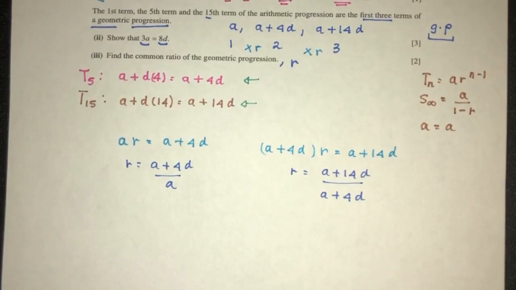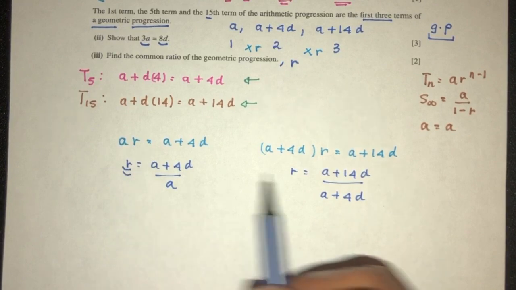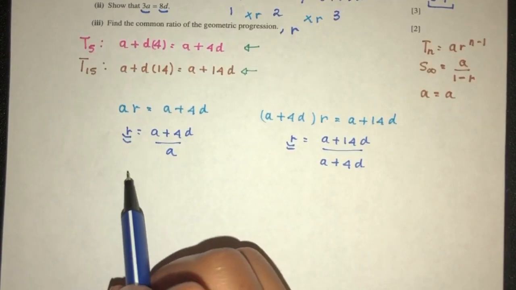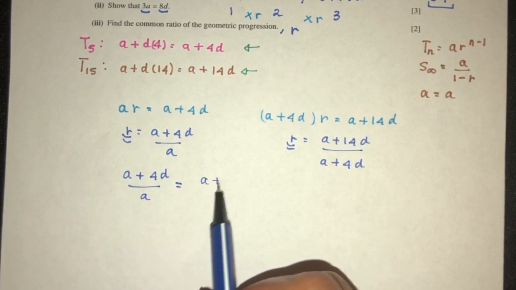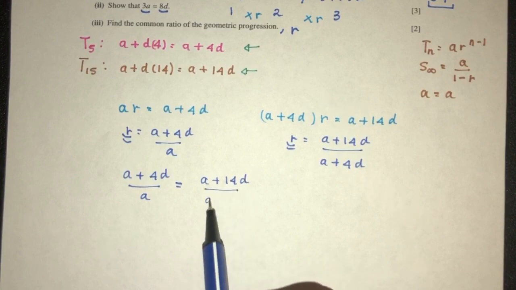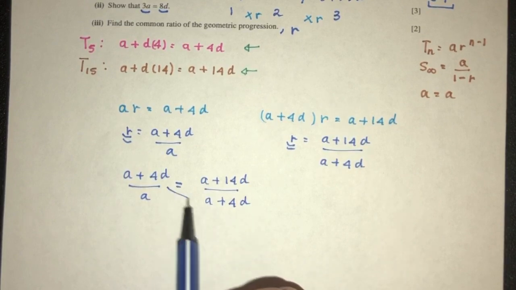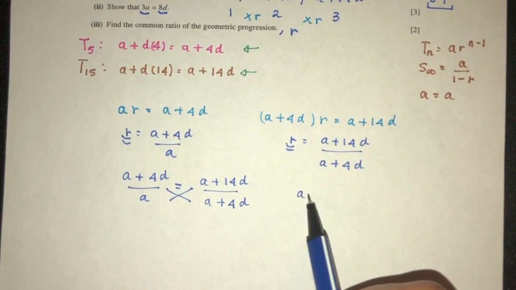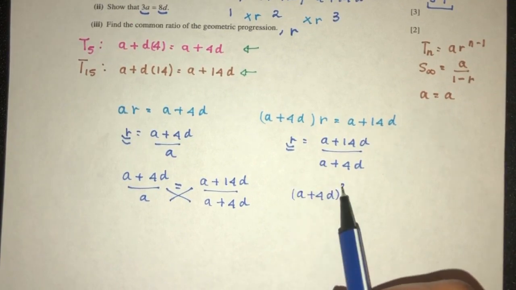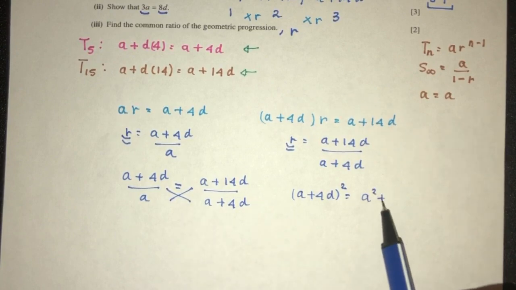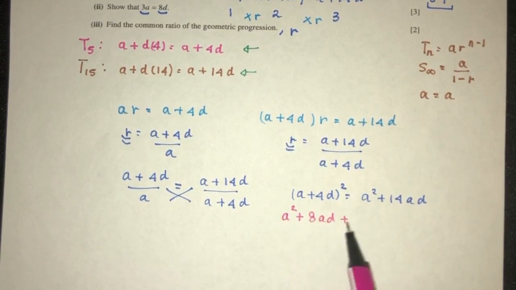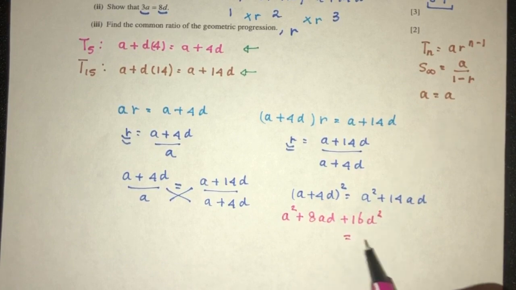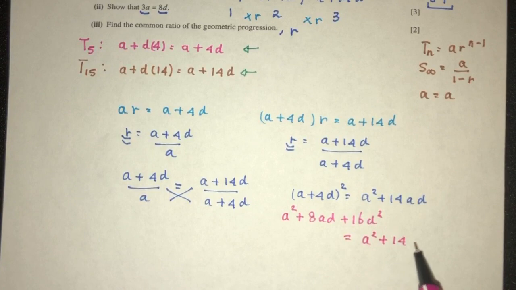Now obviously we can solve a simultaneous equation because r is obviously equal to r. So on the left hand side you will have (a plus 40) over a is equal to (a plus 14d) over the value of a plus 40. Now we can simply cross multiply. On one side you will have (a plus 40) squared, and that will give you a squared plus 1480. So now we just have to simplify.